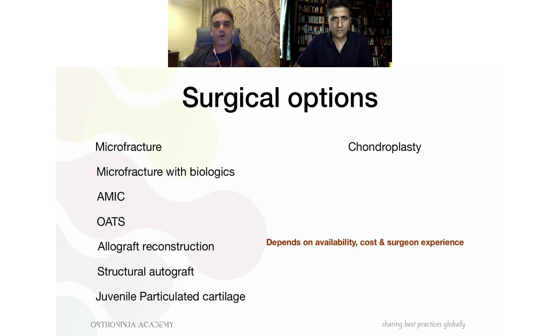But at the end of the day, it all boils down to what's available, the cost, and the preference of each individual surgeon. What skill sets do you have in your toolbox which you can employ for these?